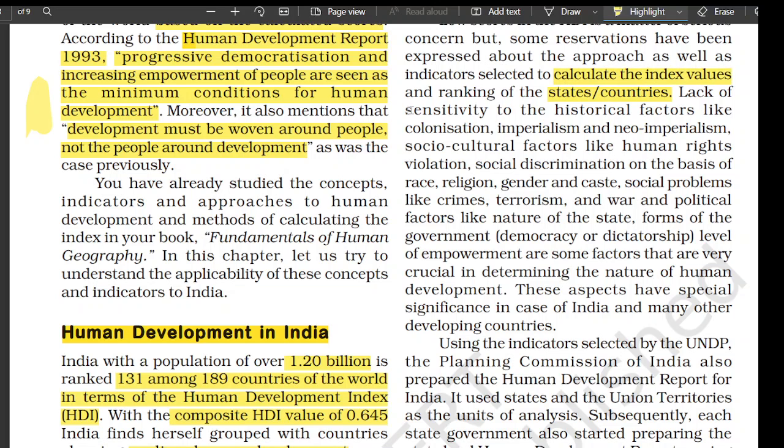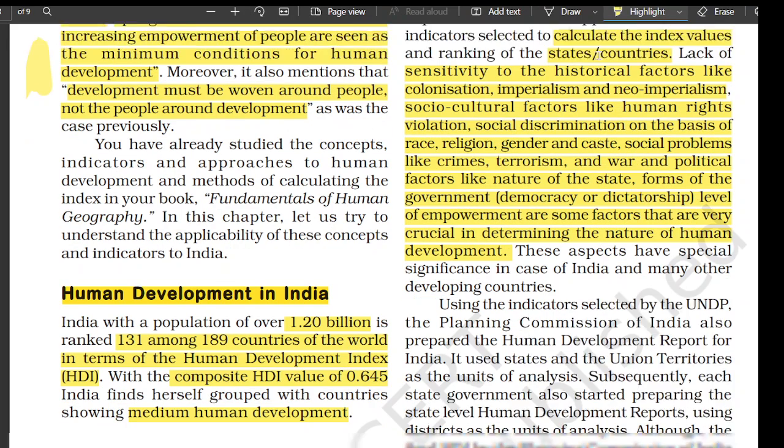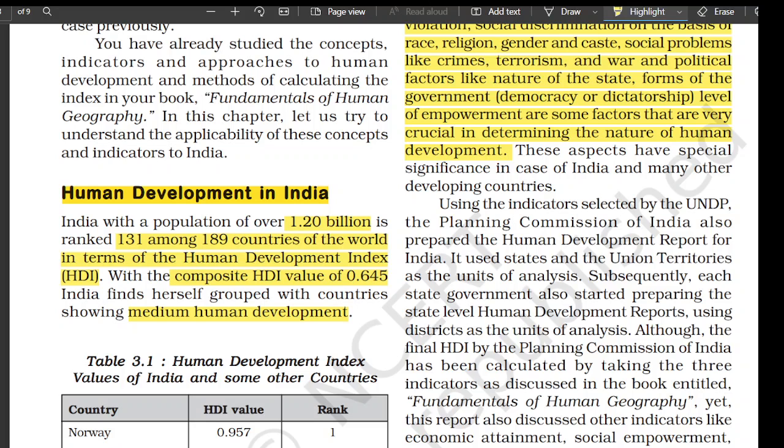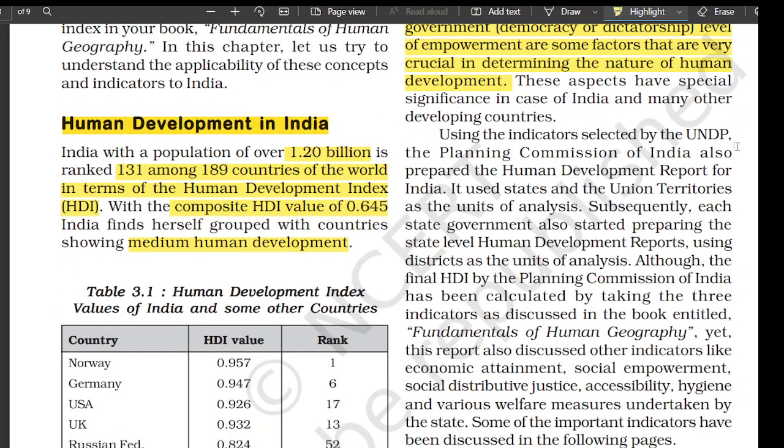Lack of sensitivity to historical factors like colonization, imperialism, and neo-imperialism, socio-cultural factors like human rights violation, social discrimination on the basis of race, religion, gender, and caste, social problems like crimes, terrorism, and war, and political factors like nature of state, forms of government, democracy or dictatorship, level of empowerment are some factors that are very crucial in determining the nature of human development. These aspects have special significance in case of India and many other developing countries.